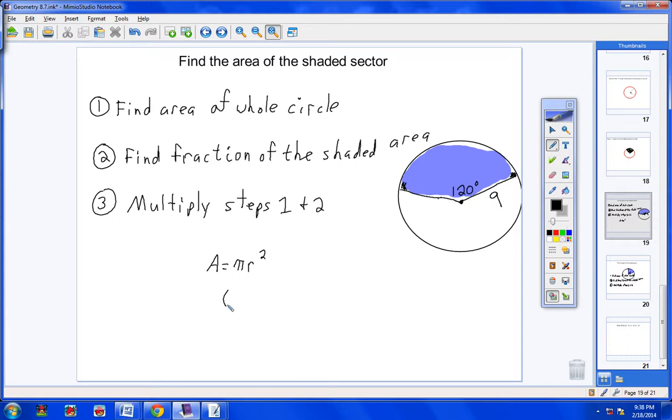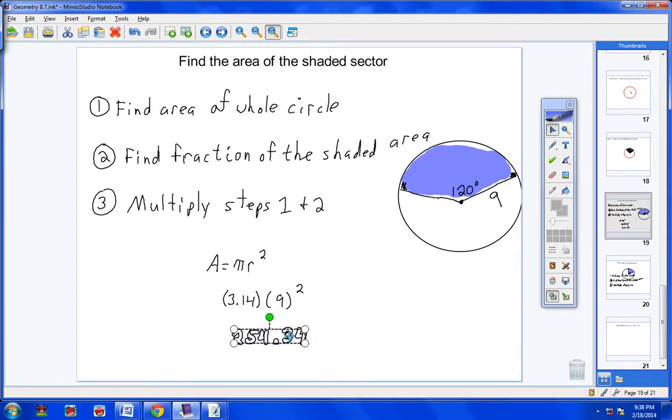So to find the area of the circle, 3.14, my radius is 9, so 9 squared. Well, 9 times 9 is 81. And then if you take 81 times 3.14, you will get 254.34. Okay? So that's easy enough. I mean, we just learned how to do that a second ago.